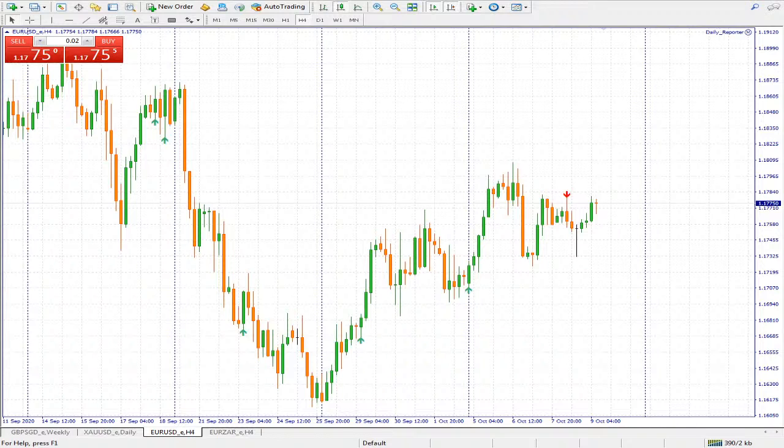So today is 9th of October and today's the end of the week. So we're going to start analysis with the chart on our screen. This is Euro USD.